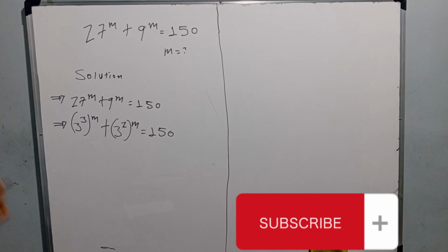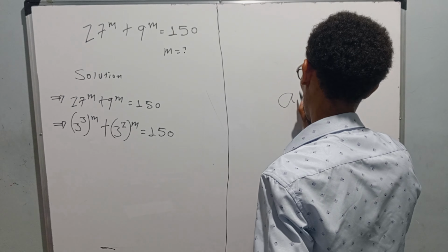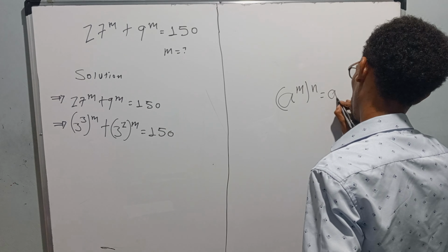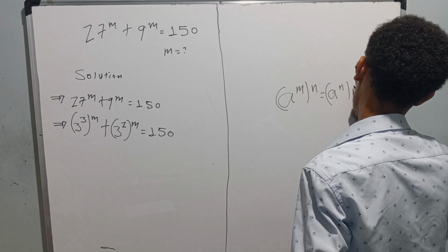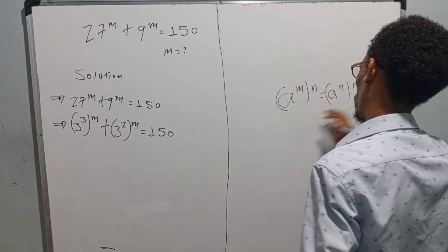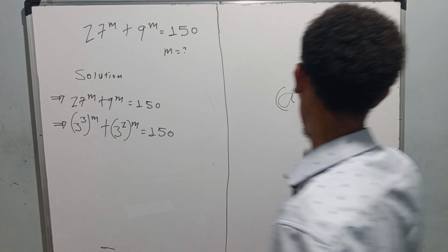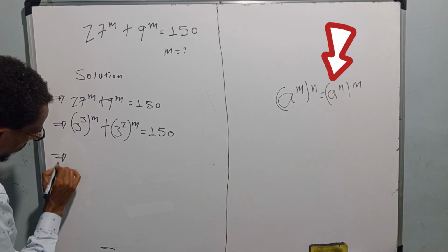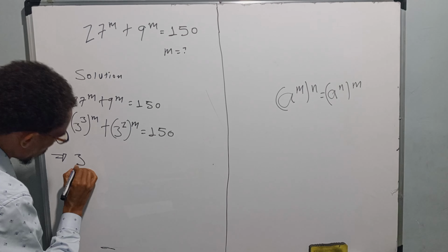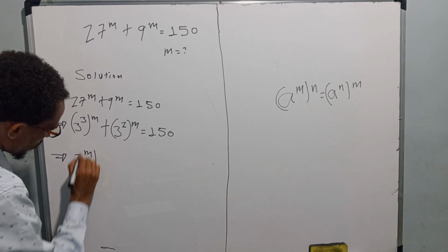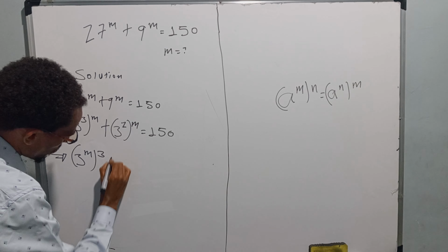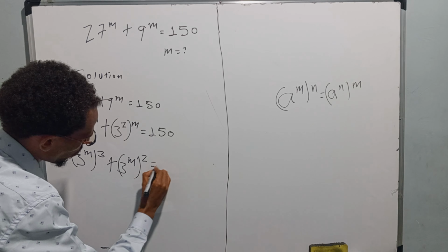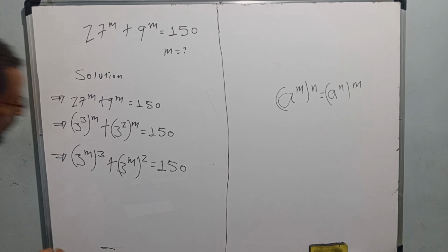But we always remember that a to the power of m, the whole power of n, is always expressed as a to the power of n times m, so we interchange the places of m and n. We can apply this exponent rule here. That means 3 to the power of m, the whole power of 3, plus 3 to the power of m, the whole power of 2, is equal to 150. This is the second step.